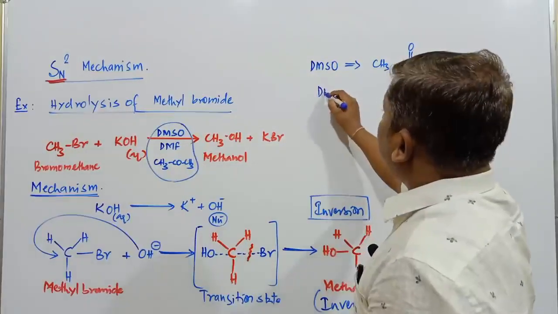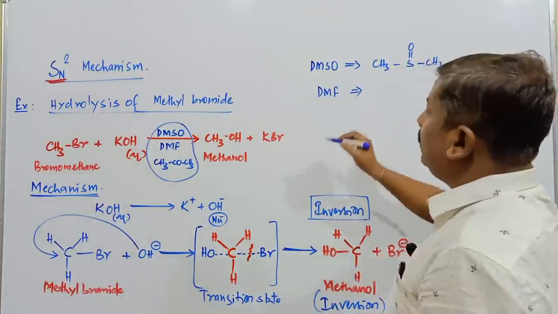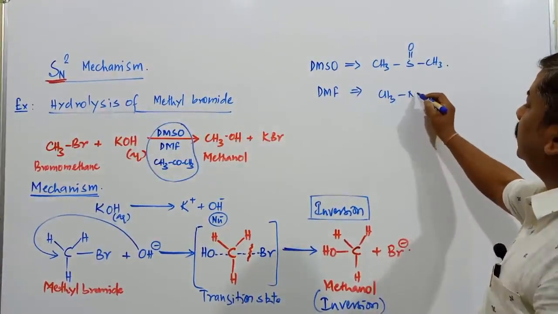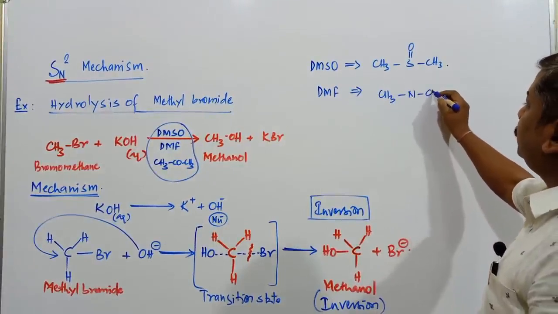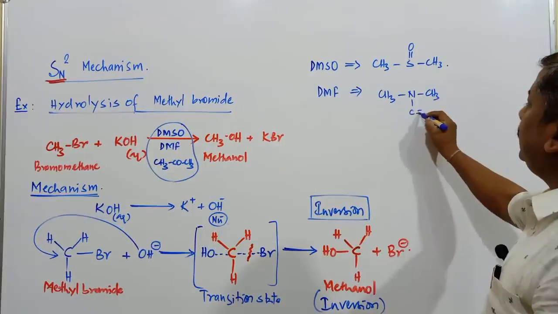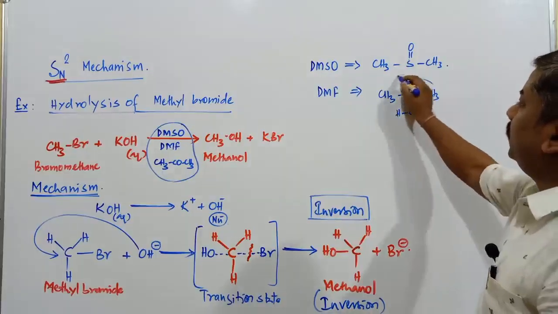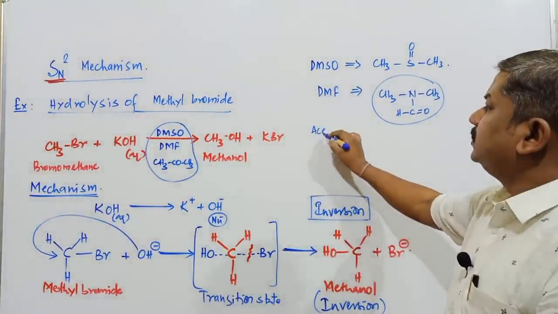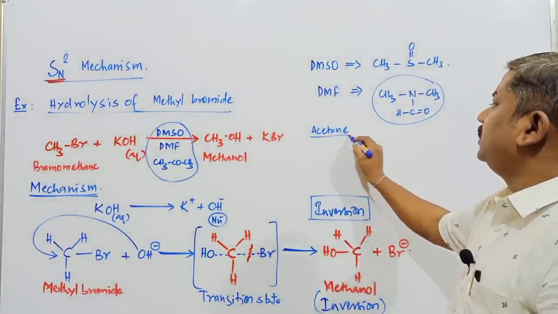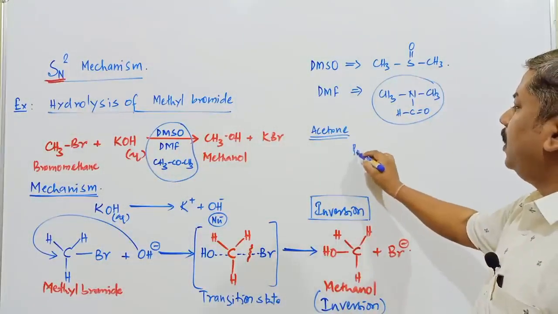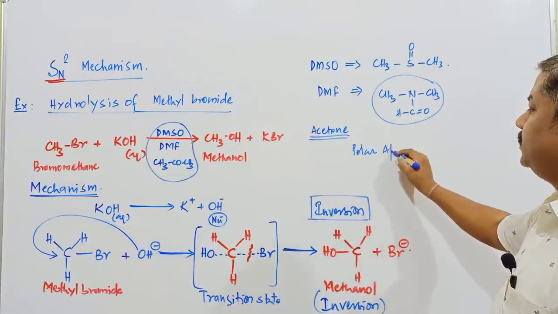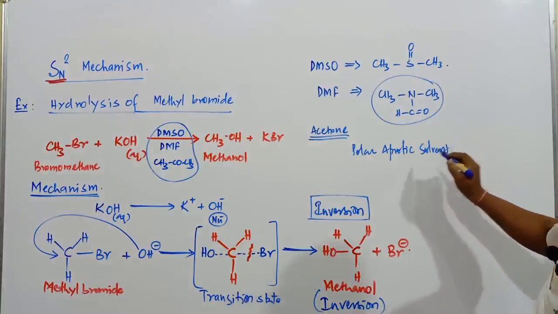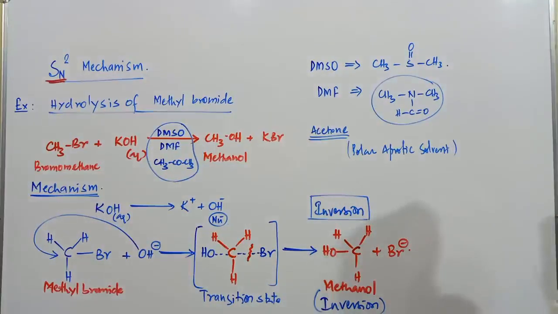Next one is dimethyl formamide. Dimethyl formamide: this is CH3, this is N, next one is CH3, next C double bond O H. Now this molecule is called dimethyl formamide, or it is also in presence of acetone. So all these solvents are called polar aprotic solvents. SN1 reaction takes place in presence of polar protic solvent.